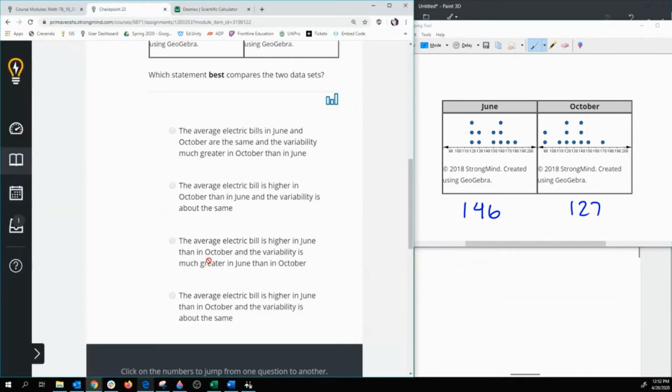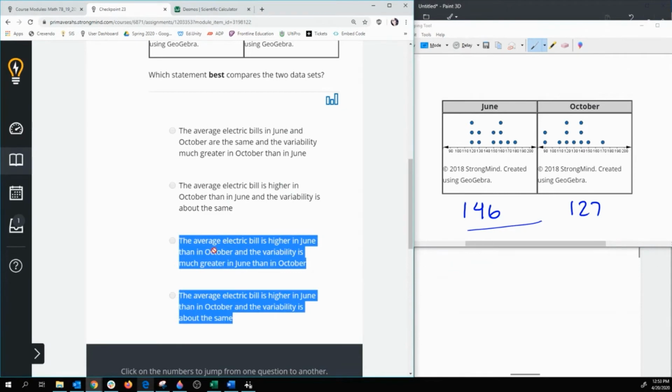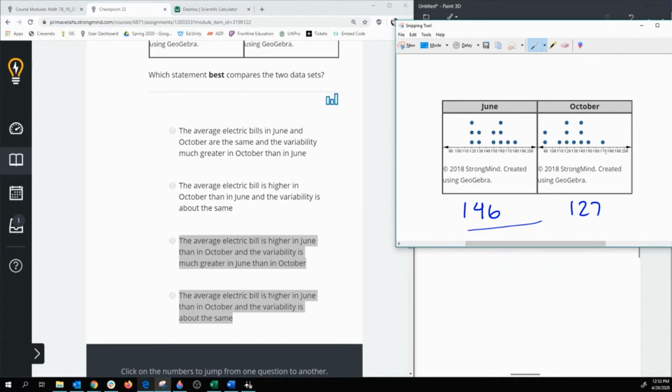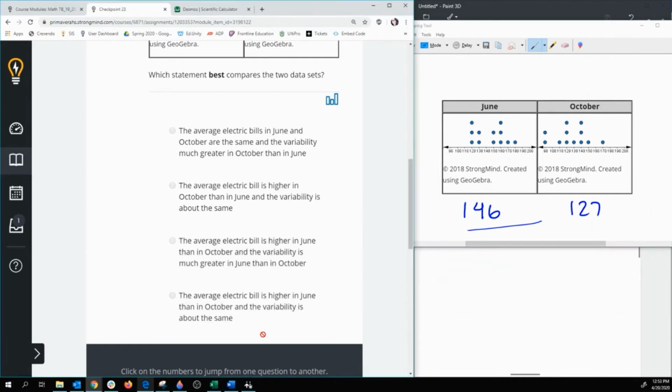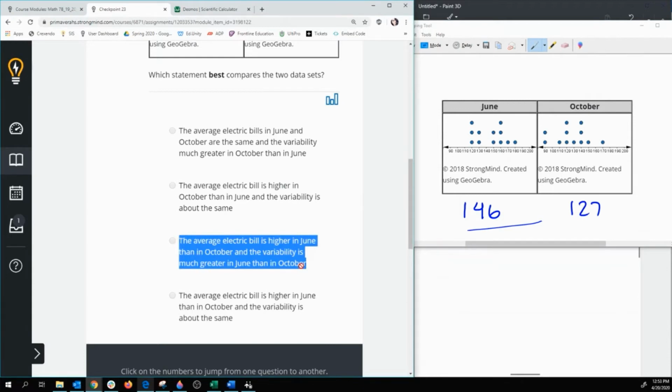So when I look at the answer choices here, the average electric bill is going to be higher in June. So that is these two down here. And then we need to talk about variability. Variability is how far apart the numbers are, or which one has a larger dispersion of numbers. That would be October. In October, the lowest is 90 and the highest is 170. So since I have a larger spread of numbers, October would have the larger variability.